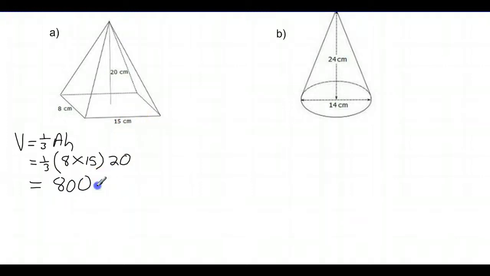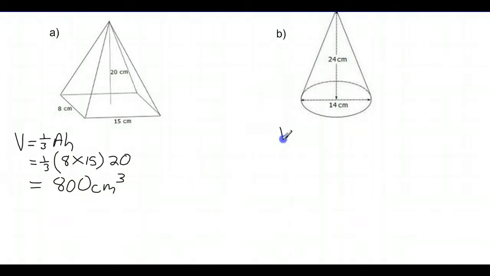Units, centimeters. Volume, cubic centimeters, right? Remember, this is centimeters times centimeters. That's an area, which would give you centimeters squared, times centimeters, which gives you a volume. And remember, we don't put in the units here. We only put them in at the very end.